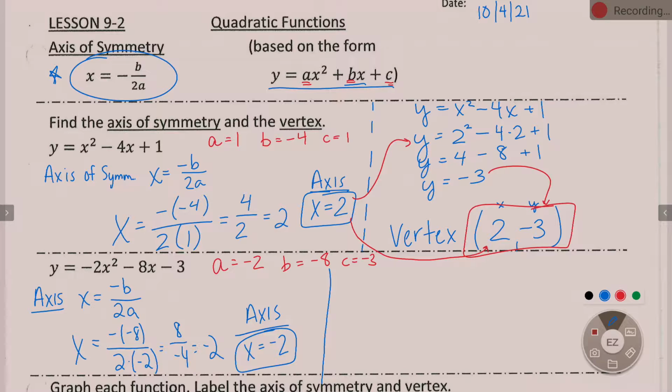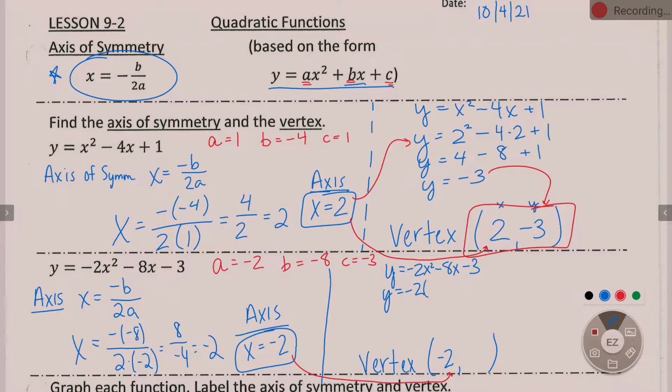Okay, so what are we trying to find now? Our y value and our vertex. Right now, if I have to write my vertex, I know I'm going to write negative 2, comma, something. To find my y value, well, what do we have here? Negative 2x squared minus 8x minus 3. So, let's plug the value in. So I'm going to write it out.